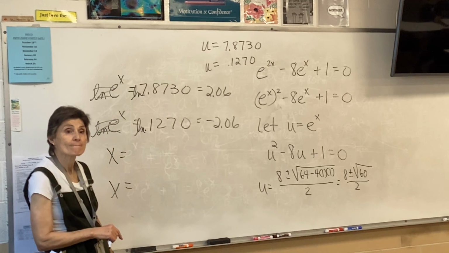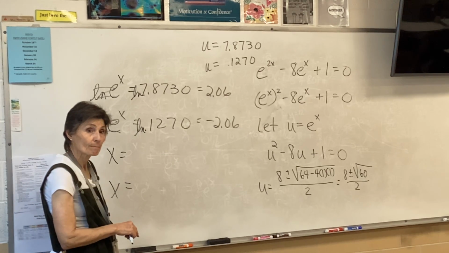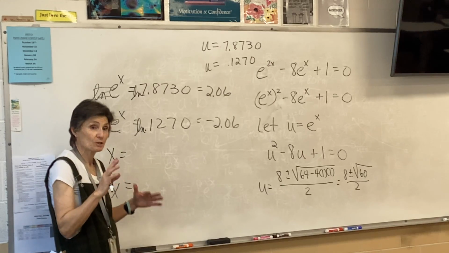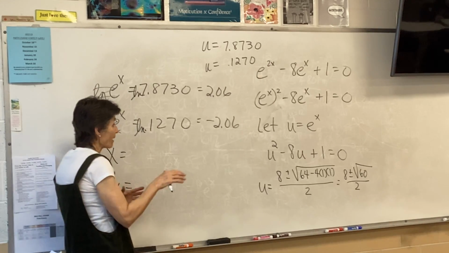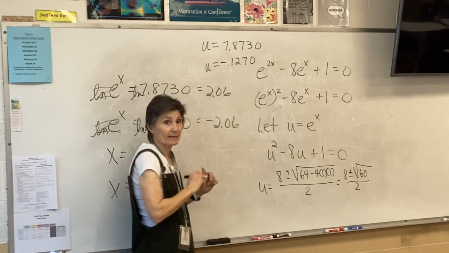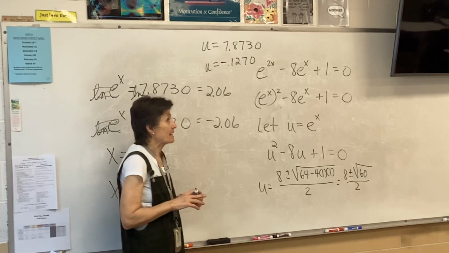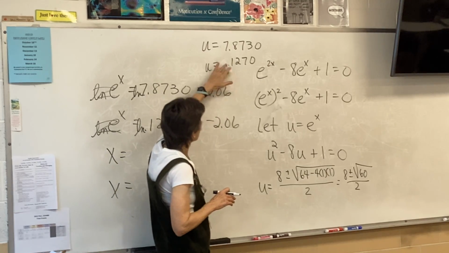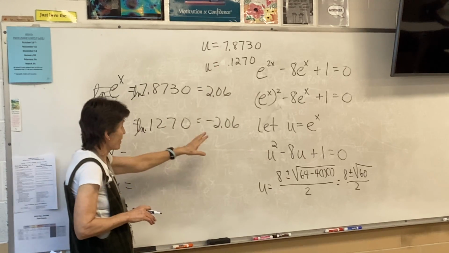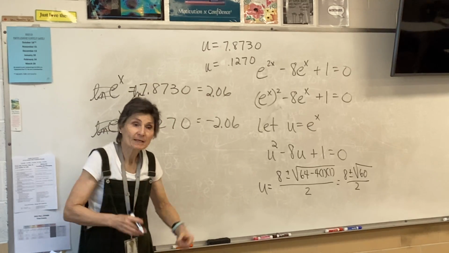Why is the negative 2.06 an answer and not like up here when there was a negative? Okay, you gotta remember what you're doing. When we did this yesterday, one of our u values came out negative. That's a different situation, right? Because I can't take the logarithm of that, but I can take the logarithm of a positive. And remember, this x value is an exponent. Can exponents be negative? Okay.